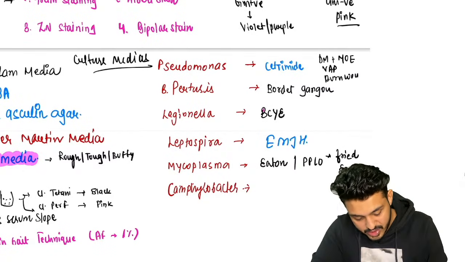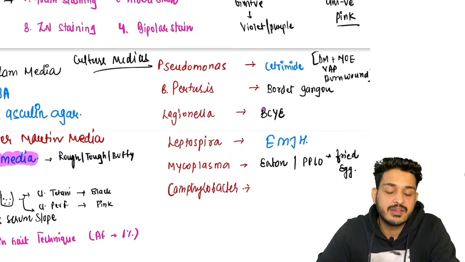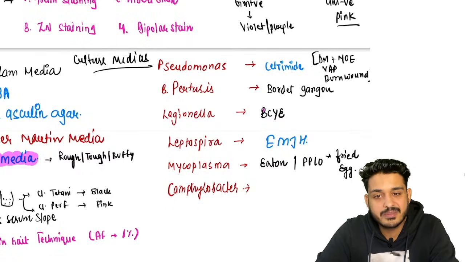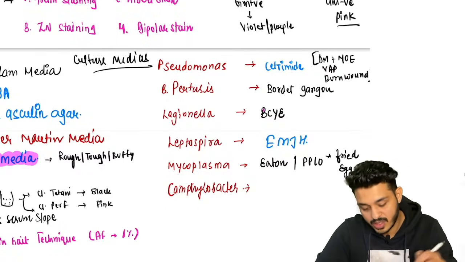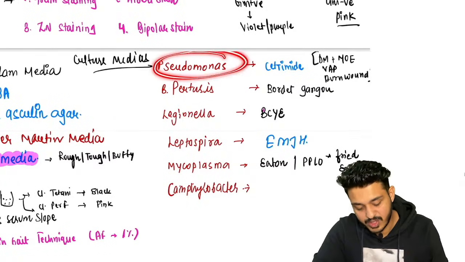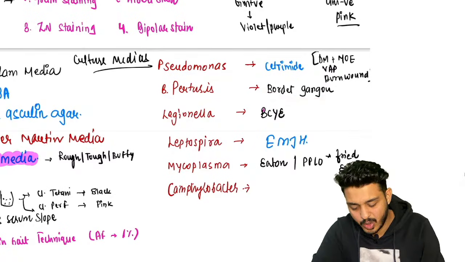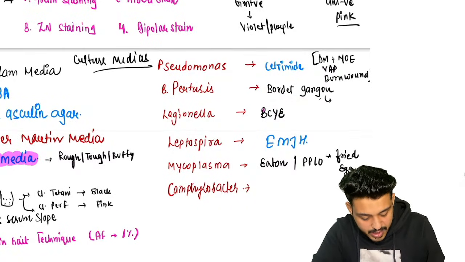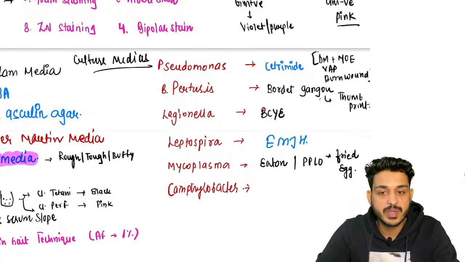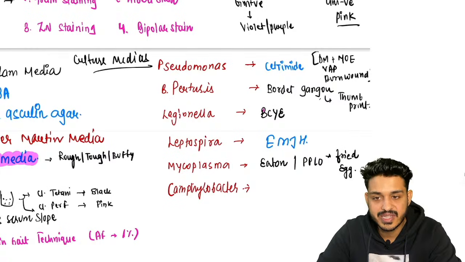Another thing, burn wound, very important. Burn wound patient with different colors. Maybe there will be green color or bluish color pigmentation will be there. Your answer will be what? Your answer will be Pseudomonas, beta. Very important, Pseudomonas, right? Bordetella pertussis, Bordet-Gengou, they have given a question what kind of colonies you can have. You can have thumbprint colonies, right? Bordet-Gengou media, thumbprint colonies will be there.